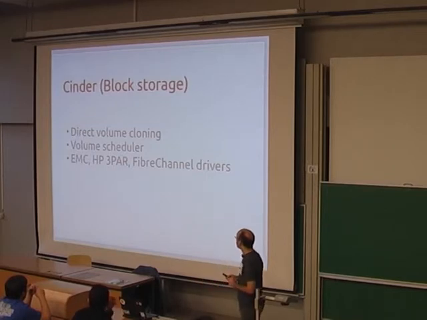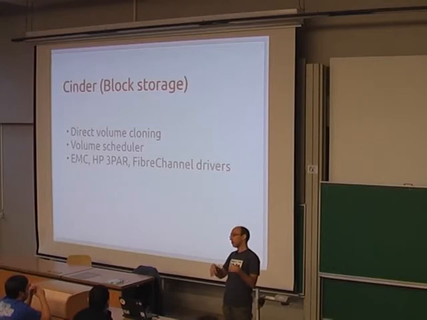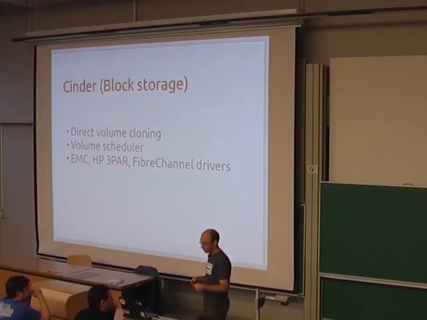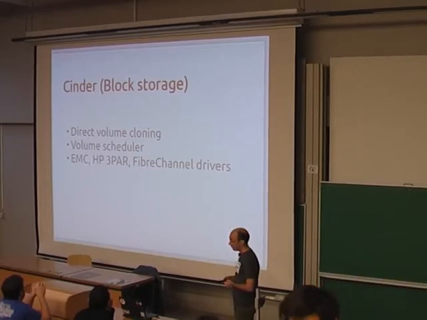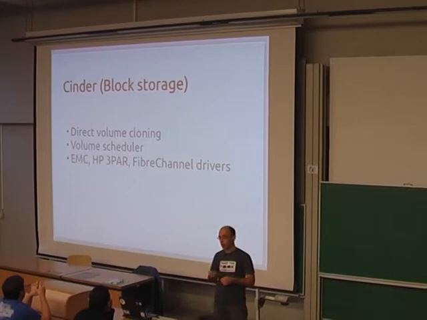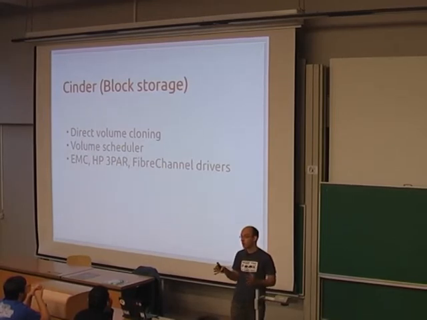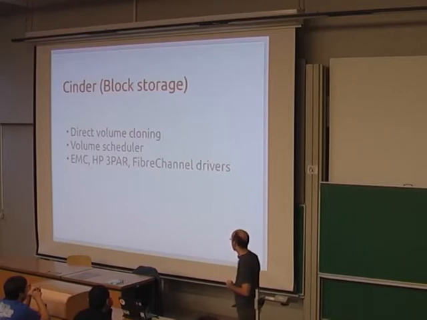For Cinder, which is the block storage component, they implemented direct volume cloning. So you used to have to mount your block storage in a VM to actually request cloning, and they implemented it directly at the API level. So now it's just one REST request to actually do that cloning. We also added a volume scheduler, so you can place your block storage volumes with the same type of granularity that you can place your VMs. So you can request them far apart or really close or with some other scheduling algorithm.